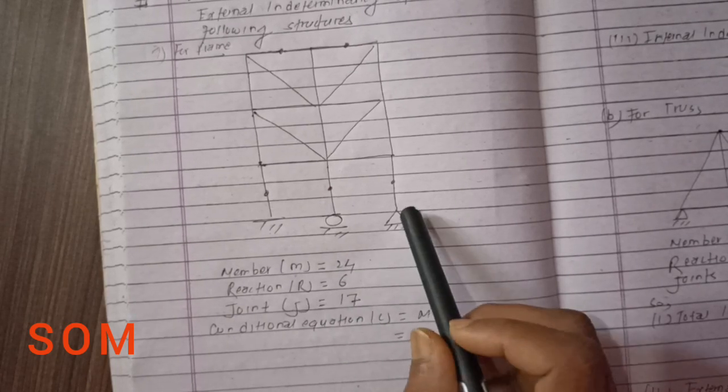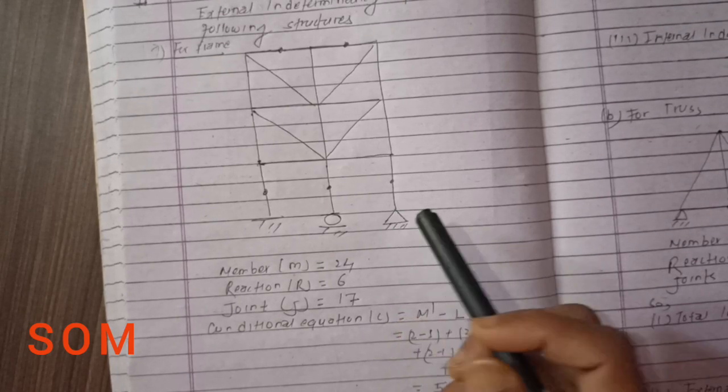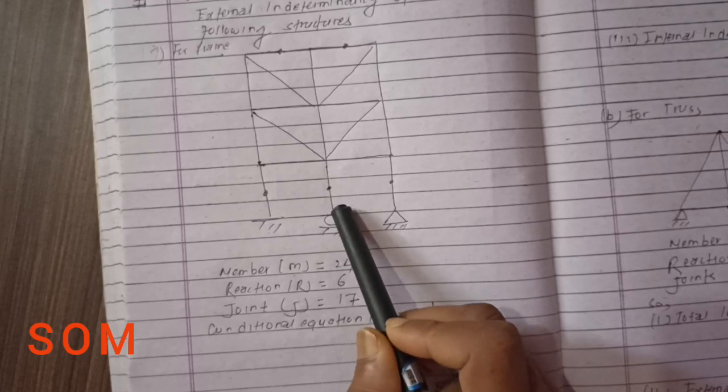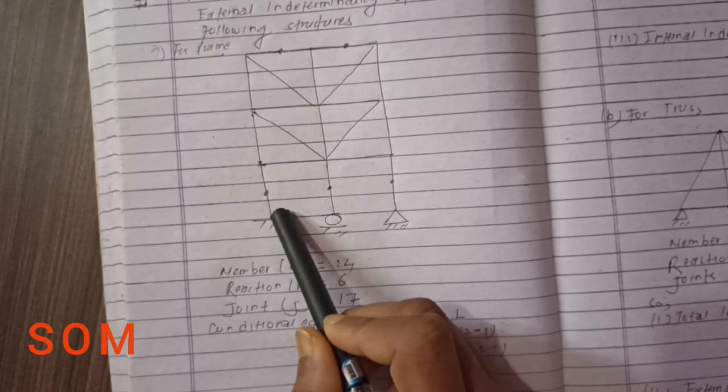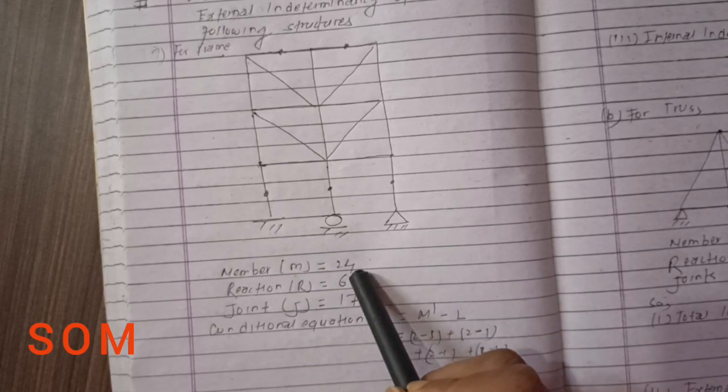Now coming to reaction, it's very easy to calculate. We have already studied it in applied mechanics, first and second. This is a hinge, so there are two reactions. This is a roller support, so there is one reaction. This is fixed, so there are three reactions. Total 3, 1, 1, 1 is 6 reactions.